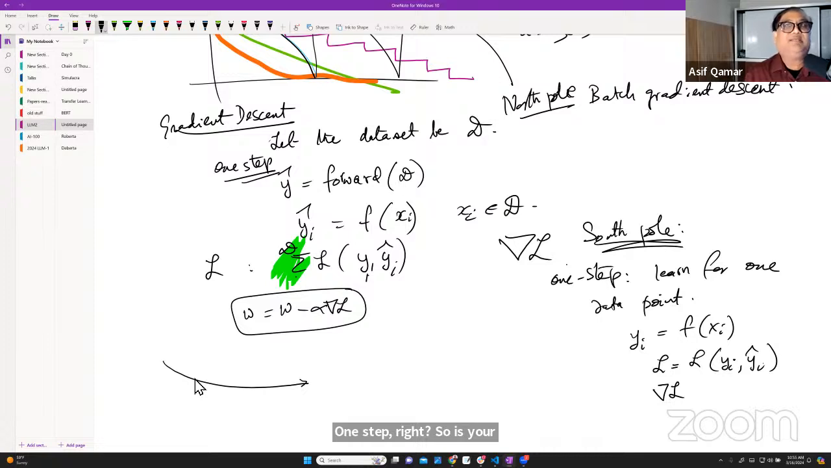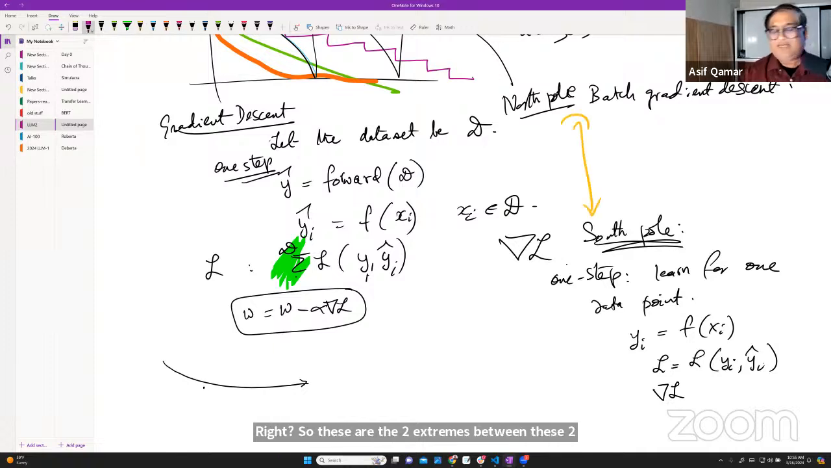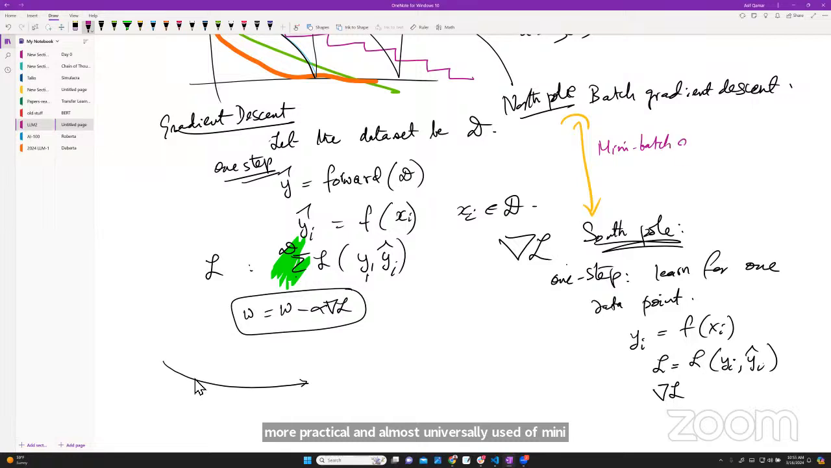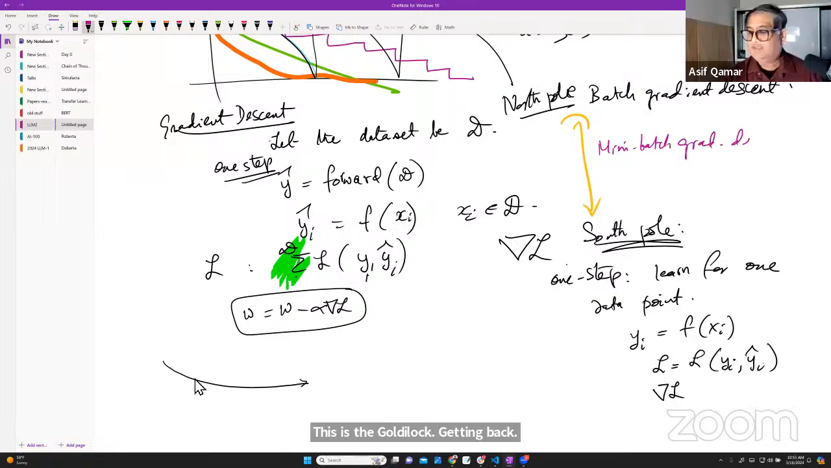If your one step is through one data point, then your epoch is made up of as many steps as there are data points. So these are the two extremes. Between these two extremes is the in-between position, which is much more practical and almost universally used, of mini batch. This is the Goldilocks region, mini batch gradient descent.